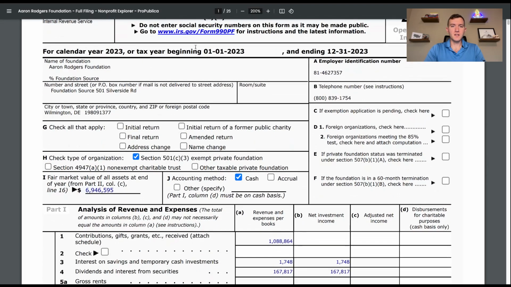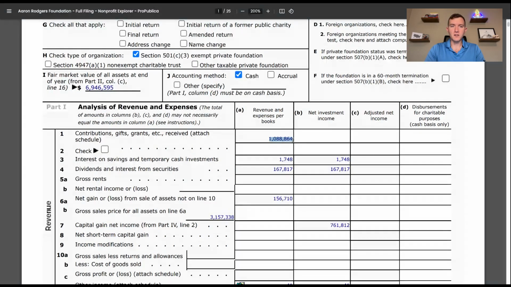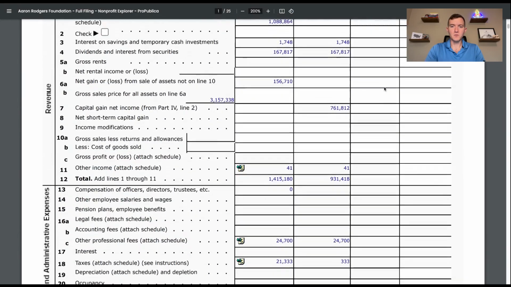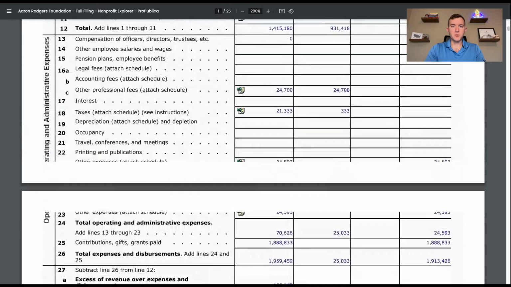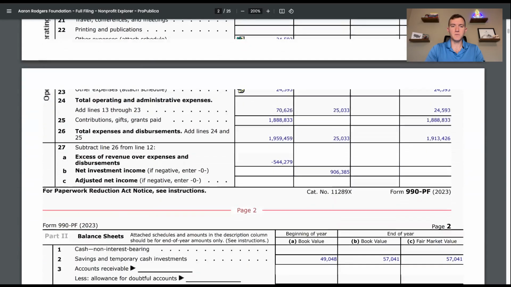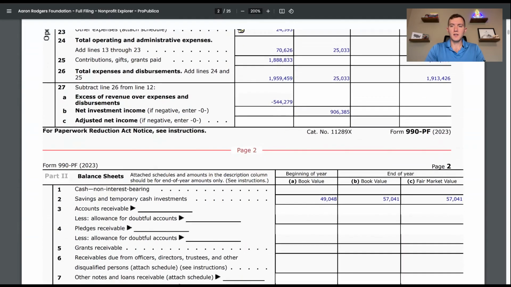And what you'll see is that they put the Foundation Source address. Obviously, this is not Aaron Rodgers' personal address. It's not his phone number. $1 million contribution here. And this is not checked, meaning that Schedule B will be included. There's no information in the C column for adjusted net income, as we would expect. All this other information lines up properly. I guess the other thing here is we do have net gain and gross proceeds from a sale. So that means when we come down, we'll see the activities of that.